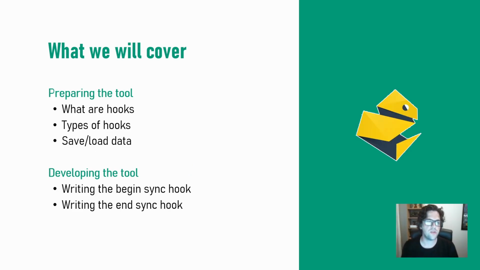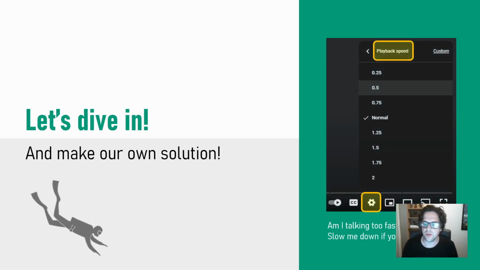So I'm just going to briefly cover types of hooks and then also how we can save and load data, because we're going to be working between two hooks here. One that runs when we begin synchronizing and one that runs when we end synchronizing, and it's going to check how long that synchronization took using a temporary data file that pyRevit can author for us. So without further ado, we'll jump straight in. As always, if I'm talking too fast for you, feel free to slow me down in the playback speed.